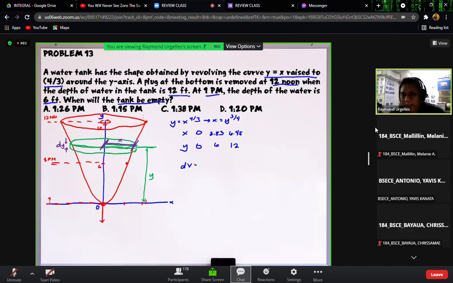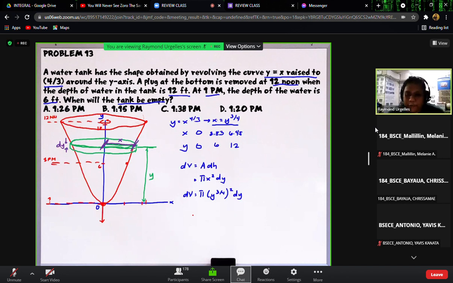So yung differential volume natin is just given by area ng cross-section multiplied by the thickness, yung dh. So in this case, that is yung dy. And yung area natin dito is given by pi times the radius. Ang radius natin ay x, so pi x squared. So then multiply this by dh, so yung dh natin dito will become dy. Okay? So para maging in terms of y, pasok natin yung x is equal to y raised to 3/4. So we have pi times y raised to 3/4, this quantity squared, dy. So again, this is our dv.